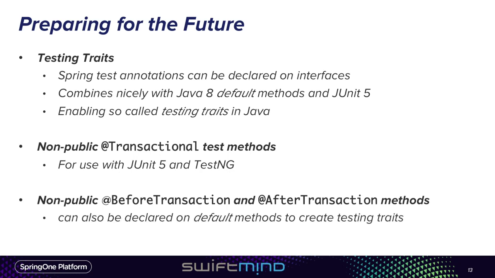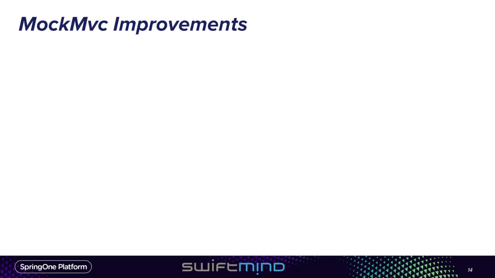Those no longer need to be public. And in addition, those can also be declared on default methods and interfaces. So you could have a transactional test trait that does some stuff before your transactional tests and after them, and you could basically implement that testing trait in several test classes. Another option would, of course, be to have an abstract base class, but you might find that these kinds of testing traits suit your needs better.